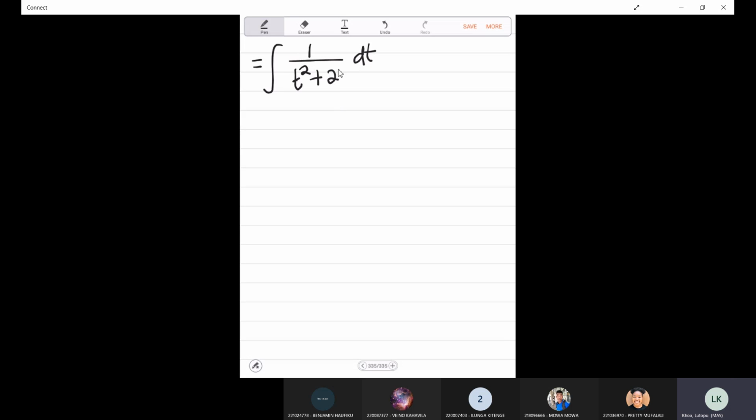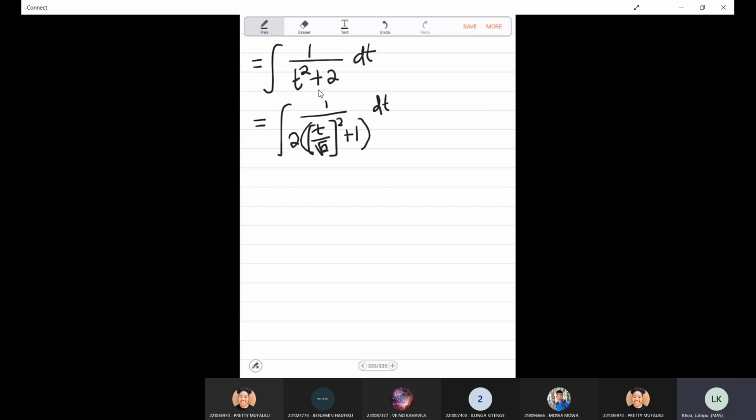The only thing is that this number here has to be a 1. So we factor out the 2. So this is the integral of 1 over 2, and then we have t over the square root of 2 squared plus 1 dt. Then the half can go outside. So let me write it here. So we have a half, the integral of 1 over t over the square root of 2 squared plus 1.